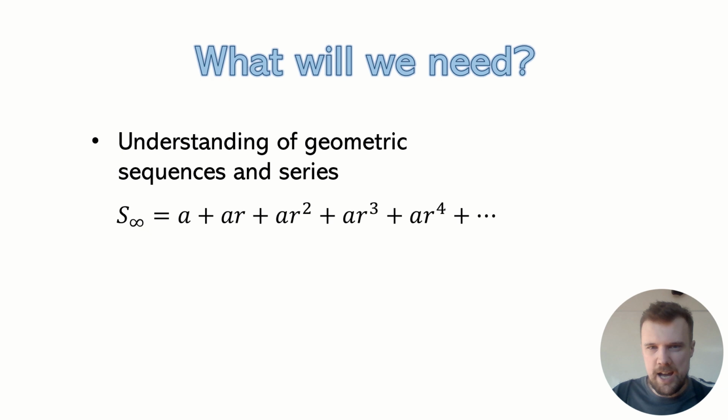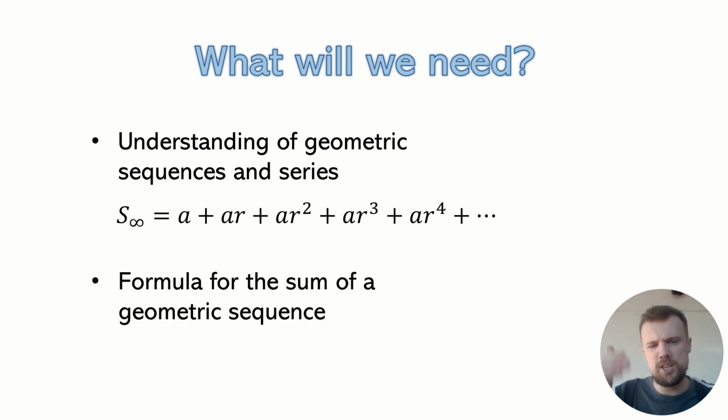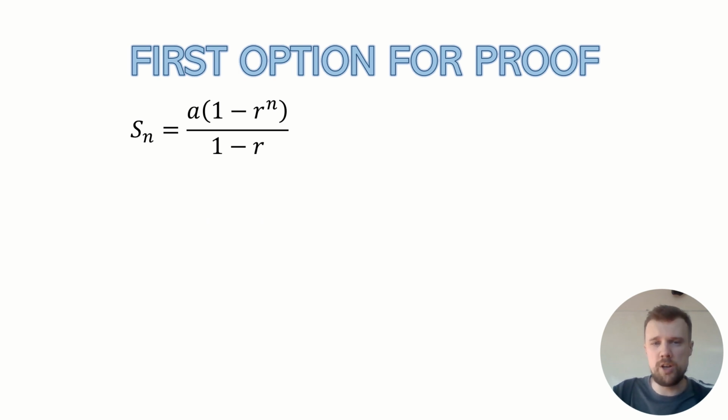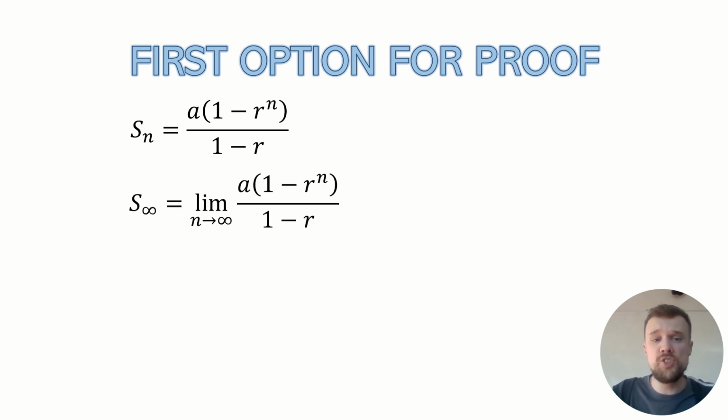Hooray! To do this first method, we're going to make use of the formula for the sum of the first n terms of a geometric sequence, which of course is Sn equals a lots of 1 minus r to the power of n, all divided by 1 minus r. To convert that into the formula for S infinity, we're basically seeing what happens to the formula if you make n become bigger and bigger and bigger forever, or if you want to write it in posh limit notation, the limit as n tends to infinity.